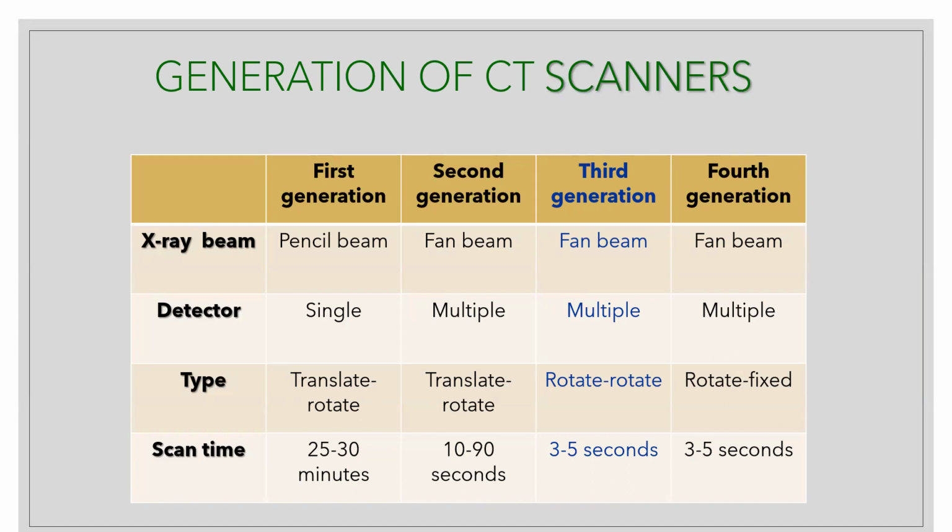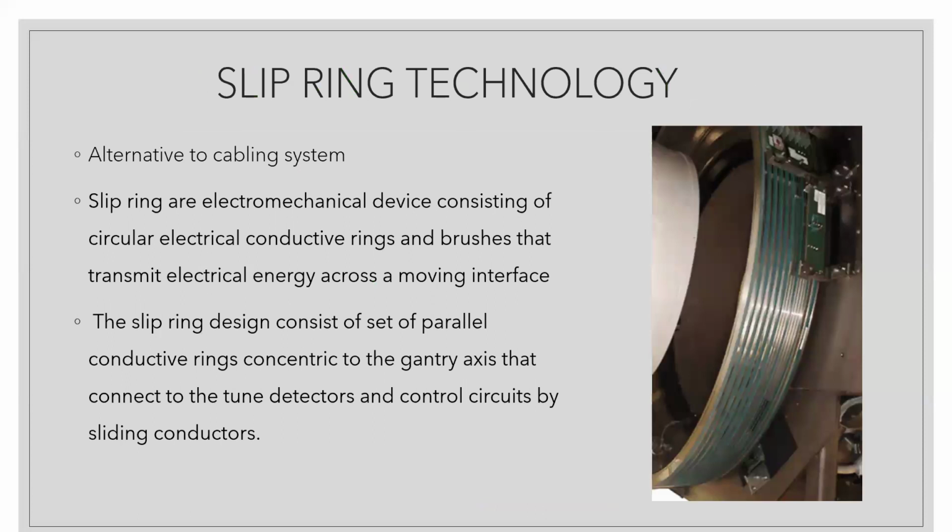This table summarizes all the generations of the scanner. Mostly now, as I said previously, we are using third generation CT. And we are moving into another technology called slip ring technology. In first or second generation scanners, when the tube rotated, all cables were connected to the X-ray tube. But as the advancement came, for continuous movement, the cables were a hindrance. To avoid that, the slip ring was invented.